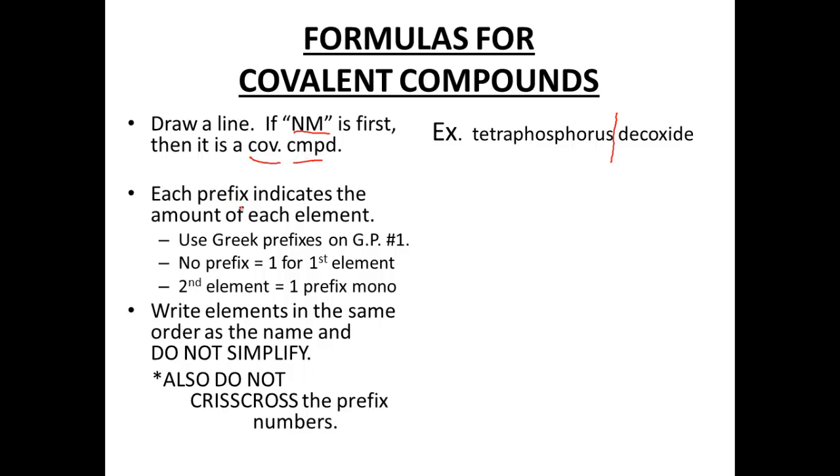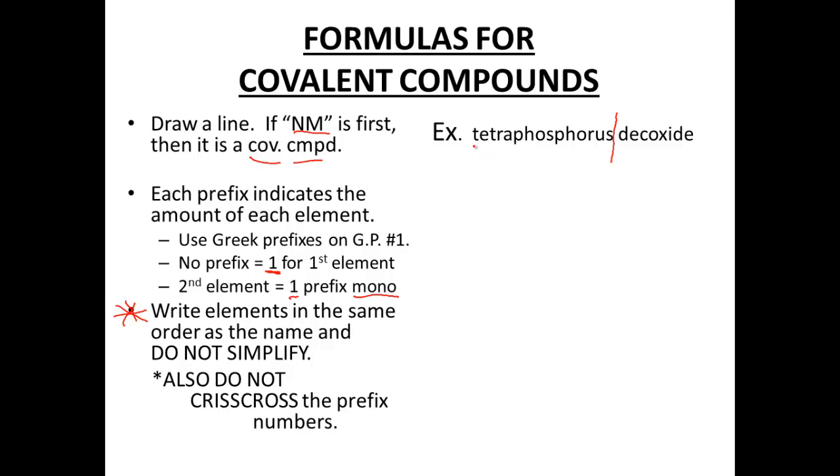First off, each prefix indicates the amount of each element. You're going to use your gold packet for the Greek prefixes. If there's no prefix for the first element, it's going to be 1. For the second element, if there's a prefix of 1, it's mono. So we're going to write the elements in the same order as the name is given. Do not simplify, do not crisscross. That's the difference with our covalent compounds.